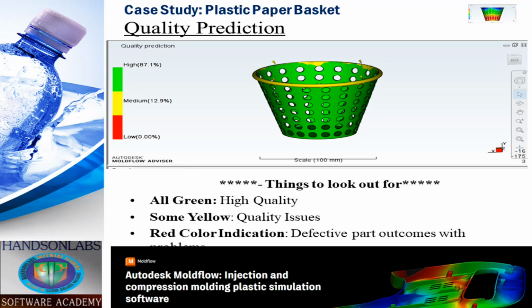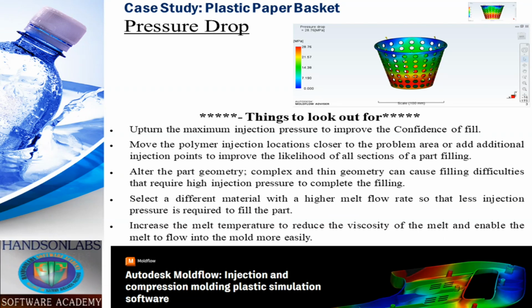All right, so the all green is high quality, some yellow is quality issues, while the red color is a clear indication of defective part outcomes, okay, with imbalances. Now let's talk about the pressure drop. These are the active summary of what to look out for under the pressure drop.